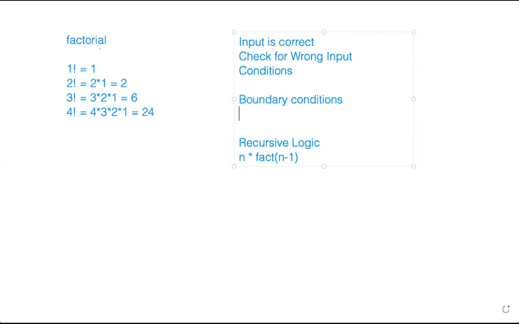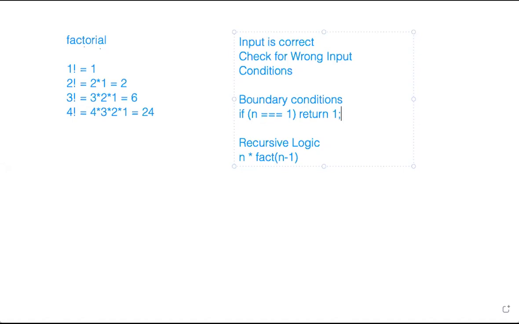People are writing n equal to 1. Okay, we can do this. We can do, if n is equal to 1, then return 1. So this is also fine. So far so good.